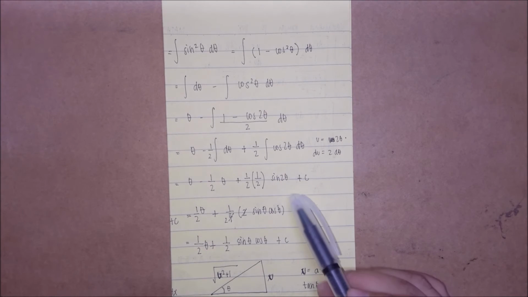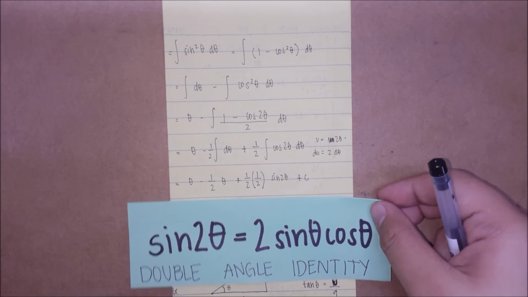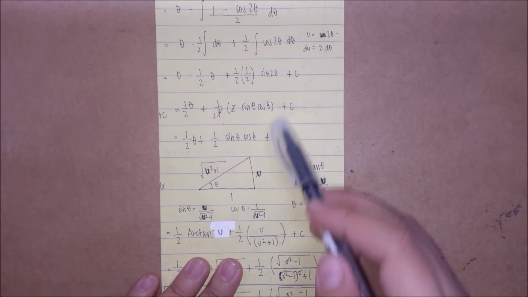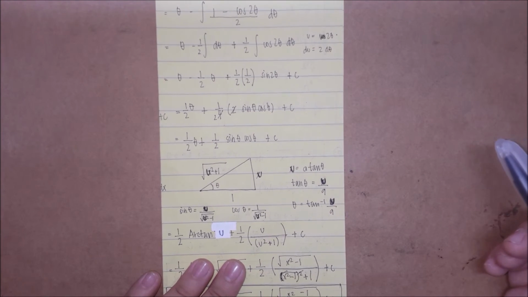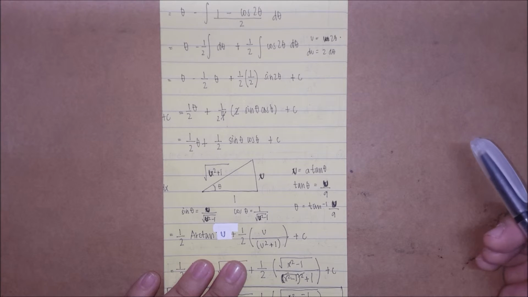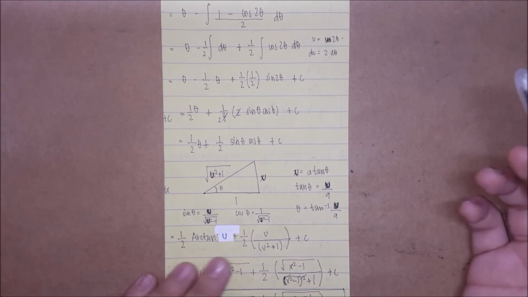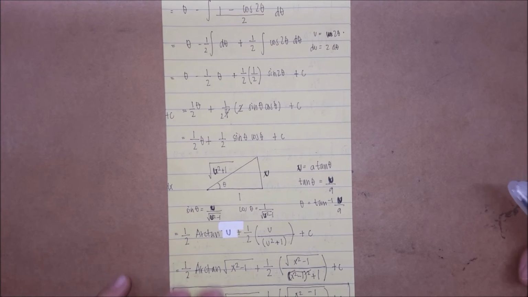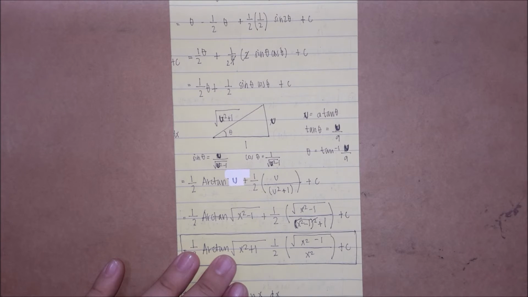And then, since sine 2 theta is also equal to 2 sine theta cos theta, then we can substitute it, then we have 1/2 theta plus 1/4 times 2 sine theta cos theta plus c. Then simplify. Then we get 1/2 theta plus 1/2 sine theta cos theta plus c. Then return it to the original values.